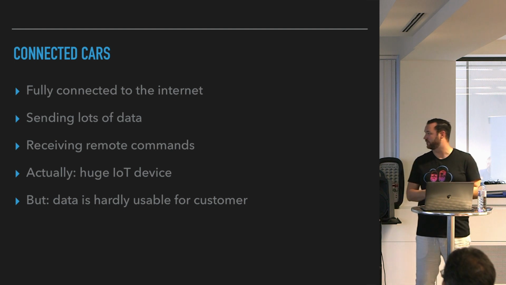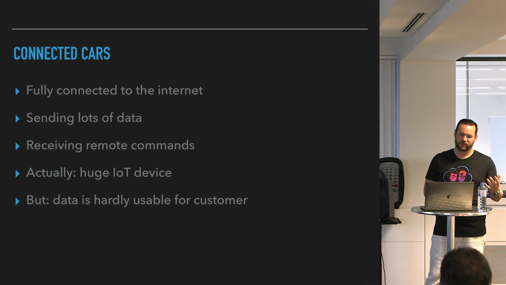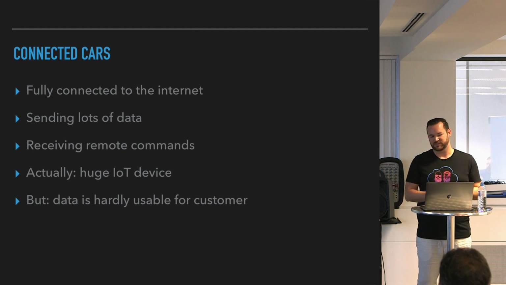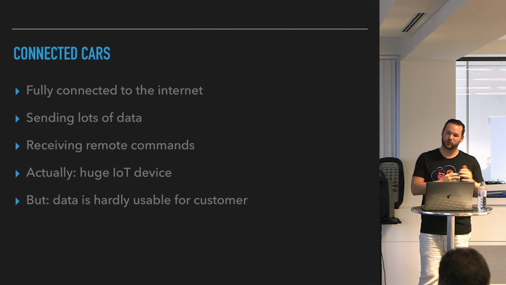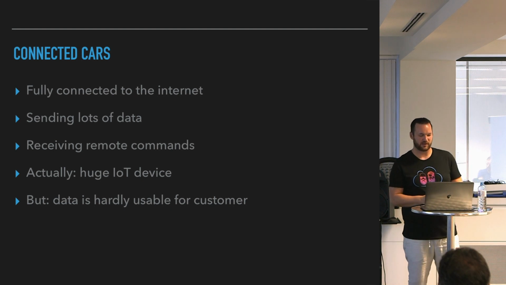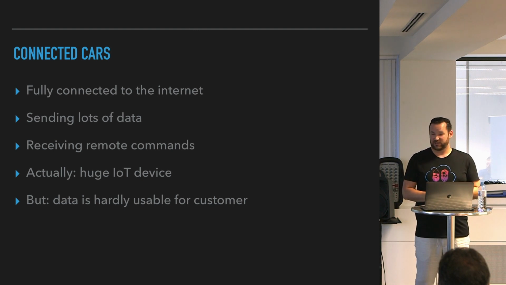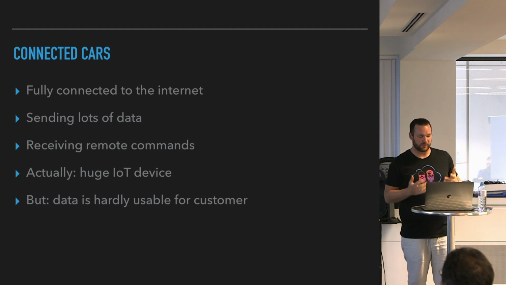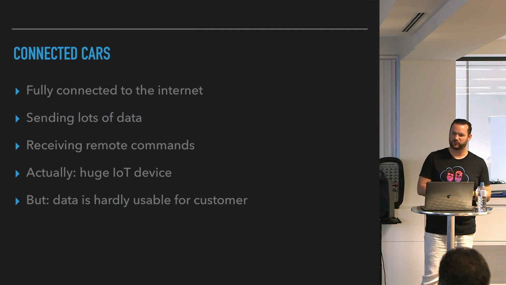So for example, for a Tesla, you can remotely unlock or lock the Tesla or access some data from the Tesla, or you also can control your climate, so you can pre-cool or pre-warm your car completely remotely. Actually, a car is some huge IoT device. So you can send data, you can receive data, but the data is hardly usable for customers.